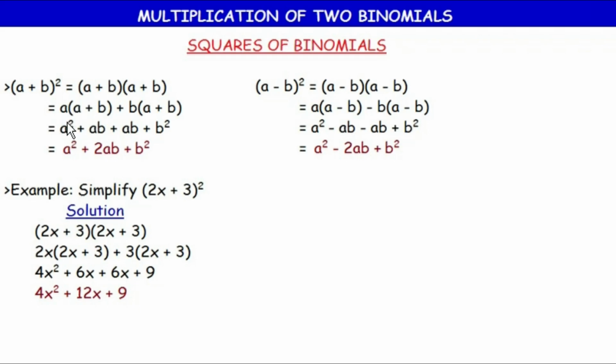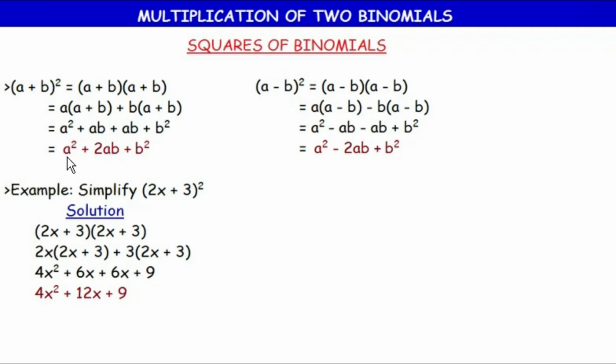So what is a times a? It is a squared. What is a times b? It is ab. What is b times a? It is ab. What is b times b? It is b squared. So we have a squared plus ab plus b squared. If you check, you realize that ab and ab are like terms, so we can add. So we are going to have a squared plus 2ab. Because the coefficient of this ab is 1, that of this ab is also 1, so 1 plus 1 gives us 2. So the result of ab plus ab is 2ab.